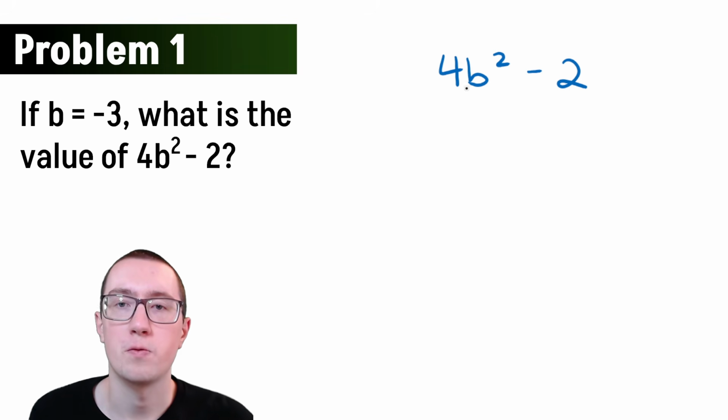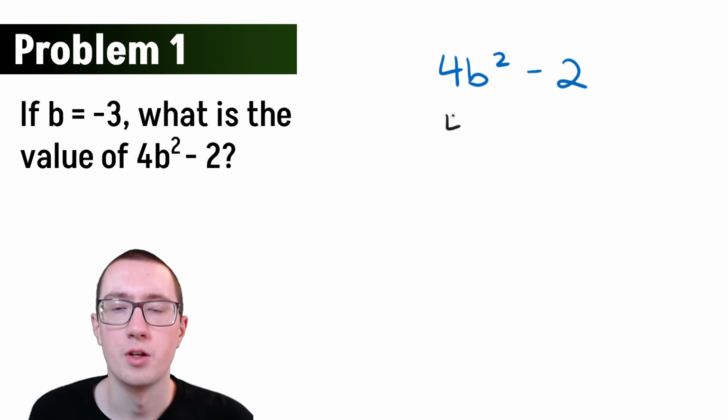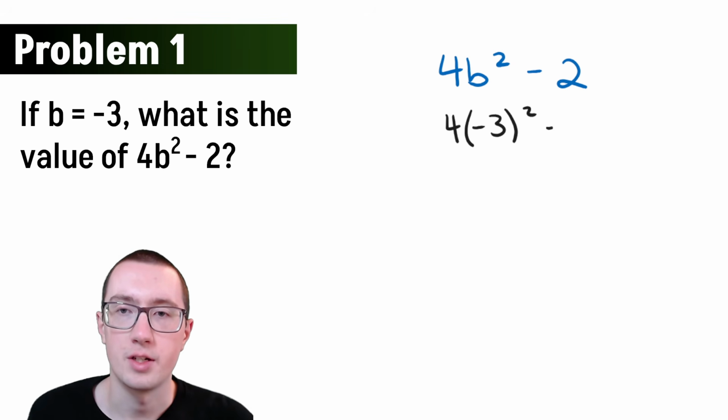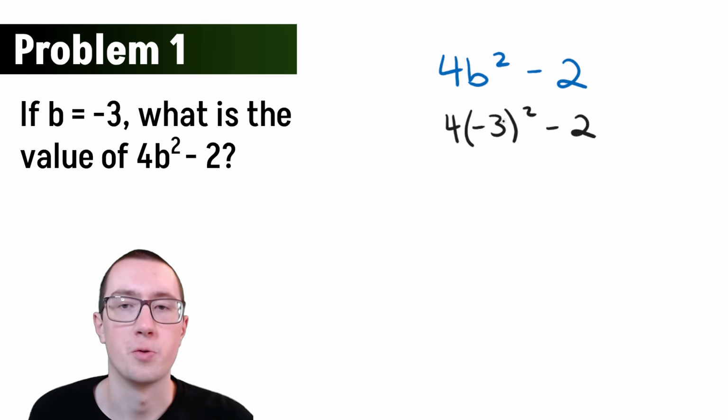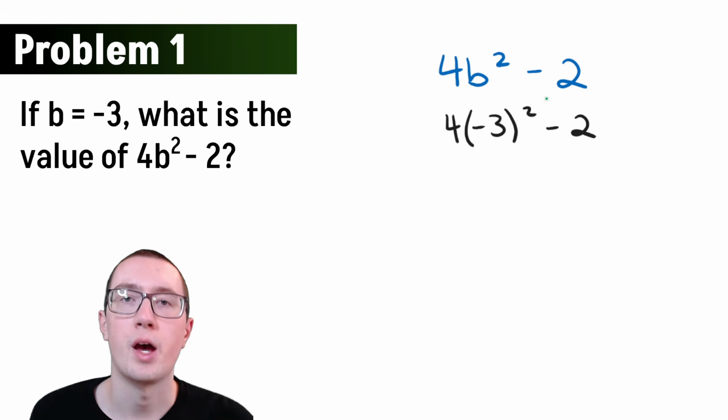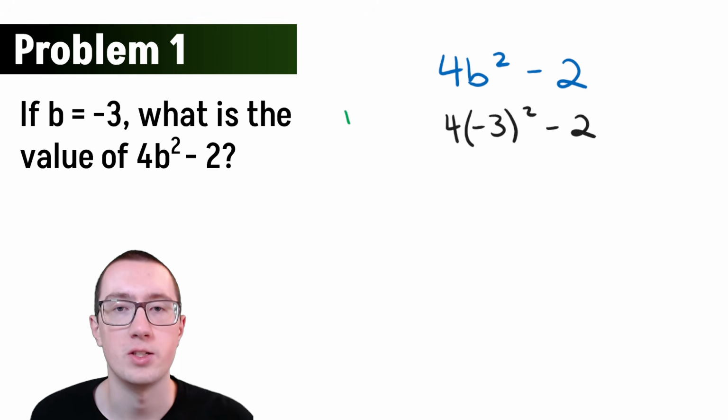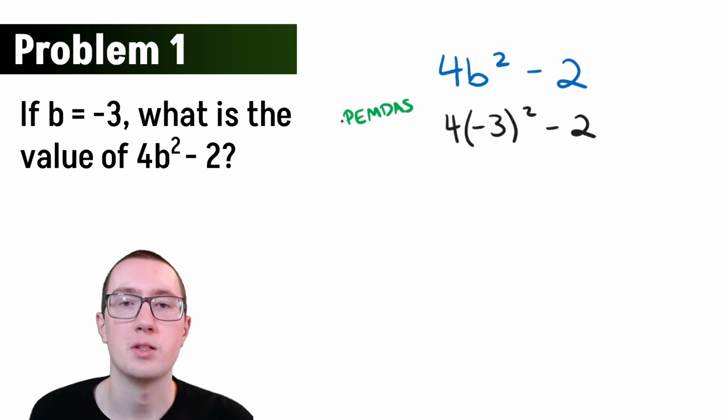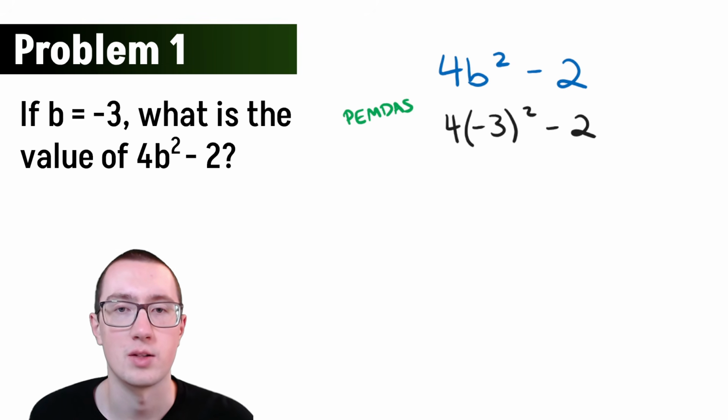So I'm going to rewrite 4b squared minus 2, but instead of b, I'm going to write -3. And I'm putting it in parentheses so that we don't get confused over it being like subtraction or anything. Now we just need to simplify this. And to find out which step to do first, we're going to need to use PEMDAS, the order of operations. So the P in PEMDAS stands for parentheses, but the only thing in parentheses is this -3 just by itself. So we can't really do anything with that.